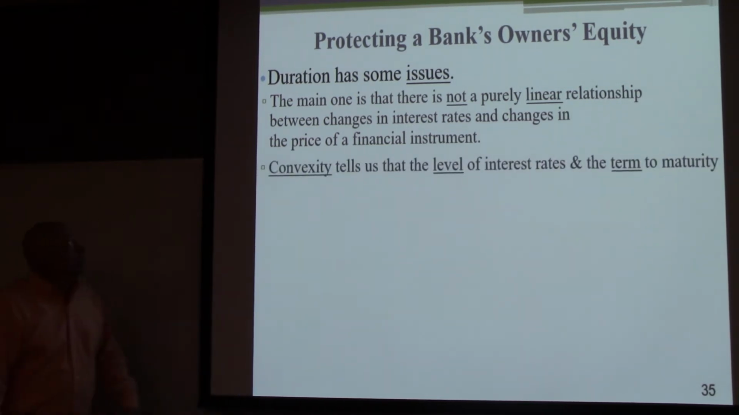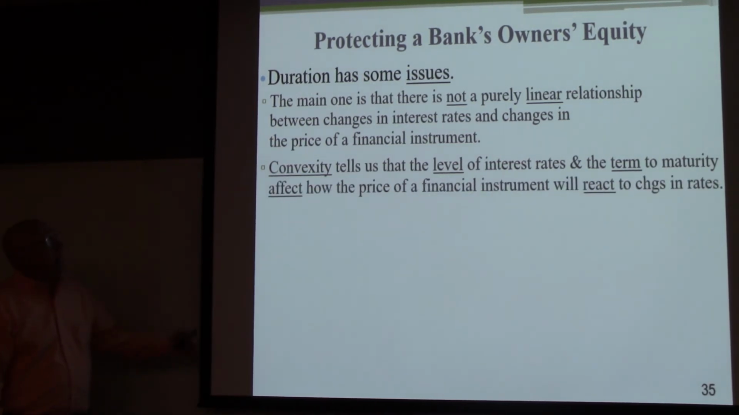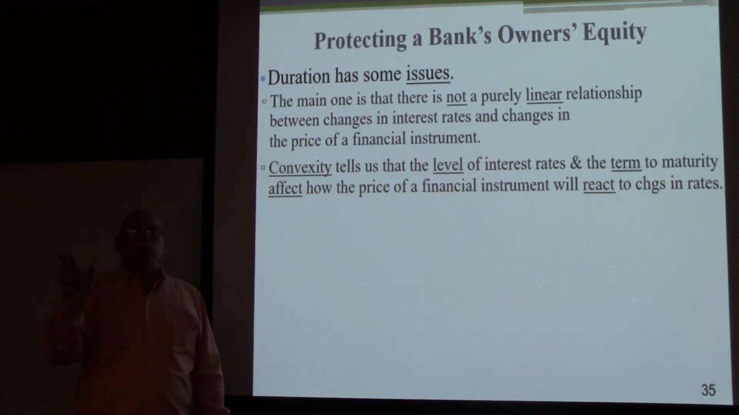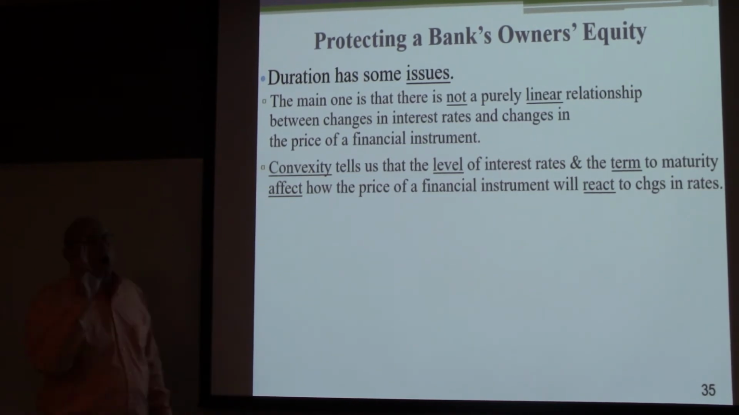Okay? So convexity tells us that the level of interest rates and the term to maturity affect how the price of a financial instrument will react. We're not going to get into the tall weeds of convexity because that is really a topic for advanced bond or fixed income or debt management. But you should be aware of what convexity is in finance. Convexity is a shape. It's a type of curve.